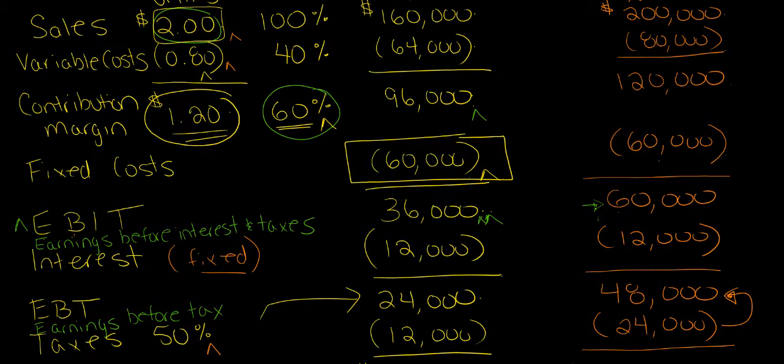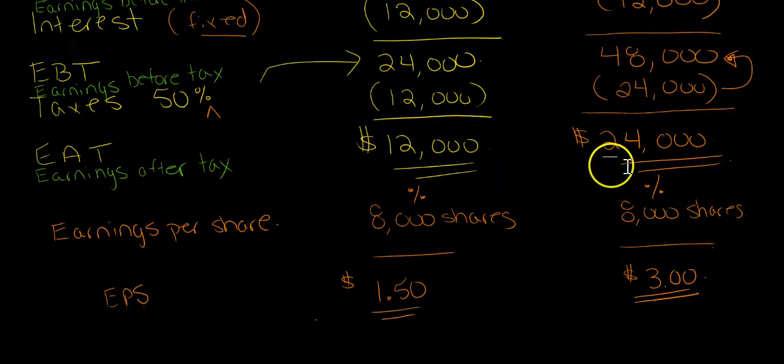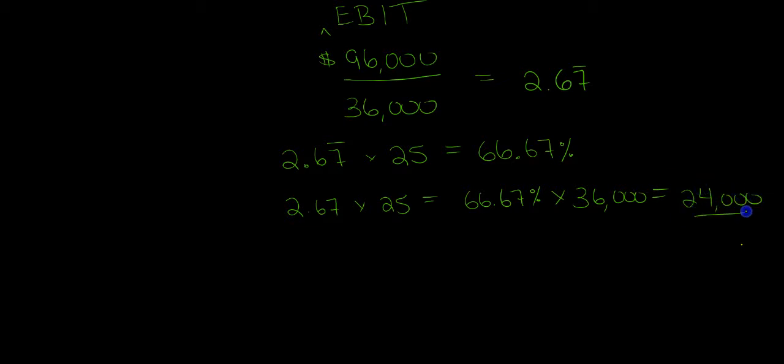Okay, so let's just do the math right here. If I take 60 minus 36, that gives me an increase of 24,000. So without having to put together this statement, we can get that increase just from applying this factor. We can go 2.67 times 25, which equals 66.67%, and then multiply that by the 36,000, and that gives us our increase of $24,000.